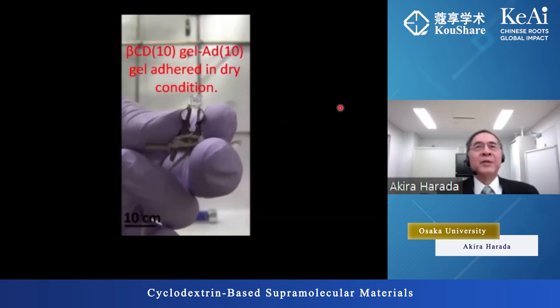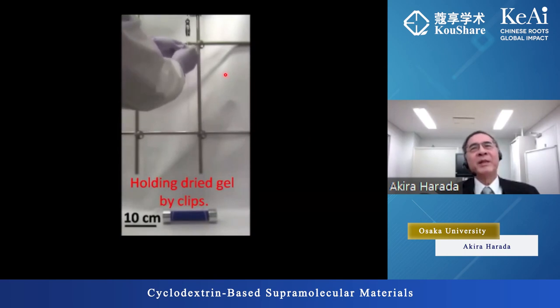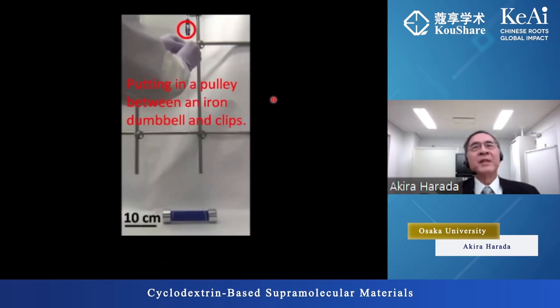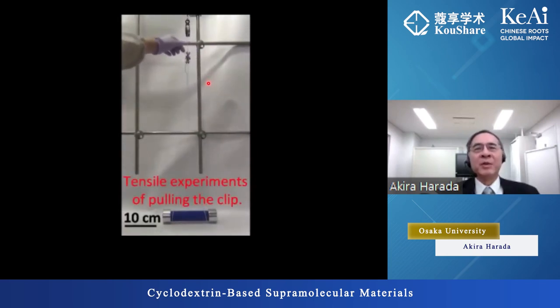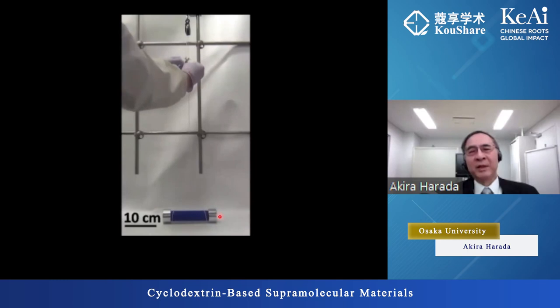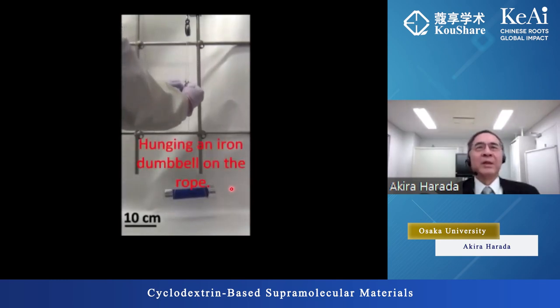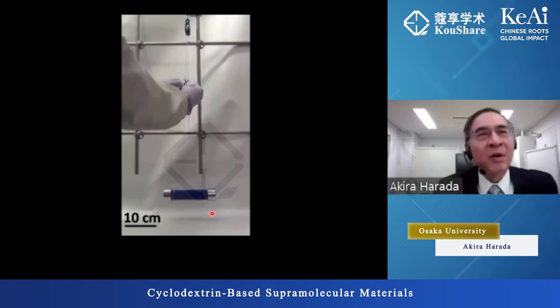So I'd like to show you how strong the interaction is. This is the gel assembly between a beta cyclodextrin gel and the adamantane gel. The gel was dried overnight and set in strings with a dumbbell of 1 kilogram weight. The size is about a 3 millimeter cube. Here is a pulley. When the string is pulled, you can lift the 1 kilogram dumbbell without difficulty. The gel is intact. You can also use a 2 kilogram dumbbell without difficulty. However, when you use a 3 kilogram dumbbell, the gel broke, but the interface has no damage. The interactions are so strong.